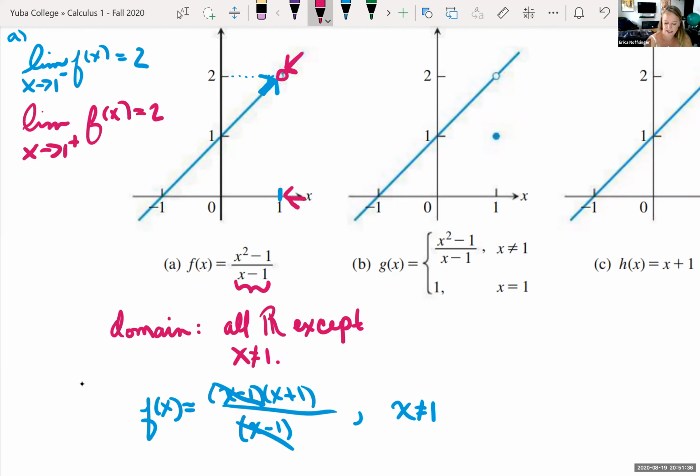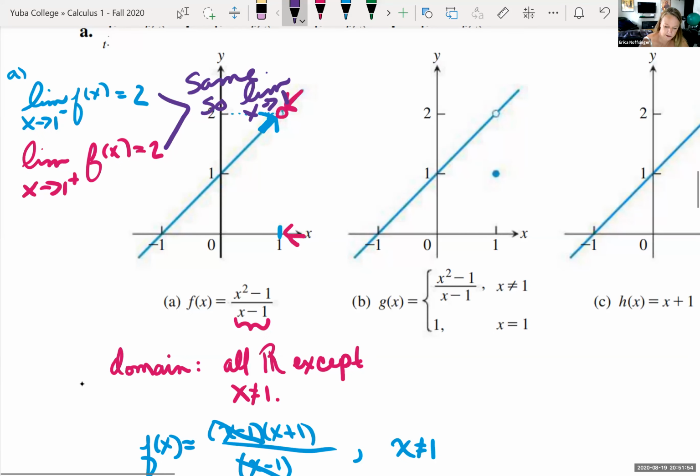And since the limit of the left and the right are the same, that means the limit exists. So the limit as x approaches 1, just in general, of f of x is equal to 2.